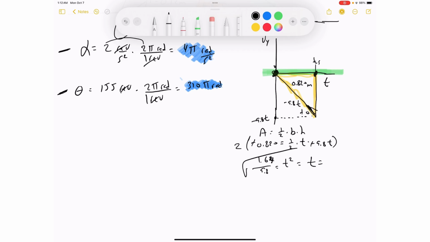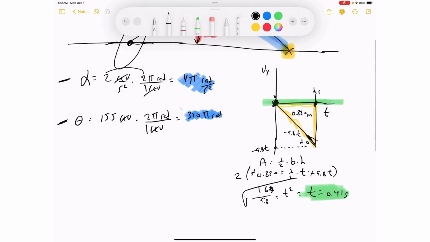T equals 0.41 seconds. So that's how long it's going to take to hit the ground. Once it breaks free of this blade, it's going to take 0.41 seconds for it to hit the ground. Okay, and of course we're going to need that, not now, but in a minute. So we're just going to hold on to that.